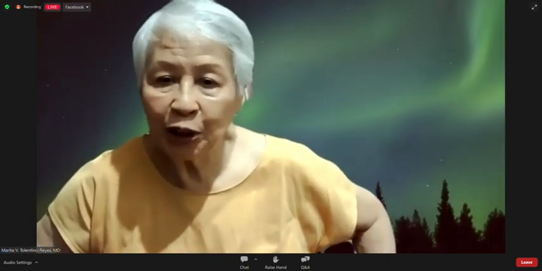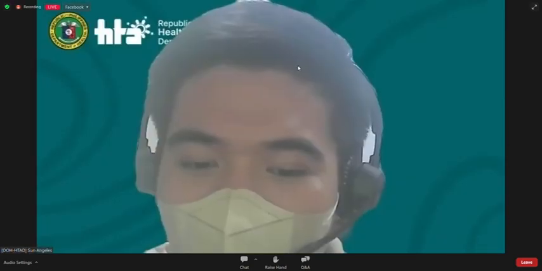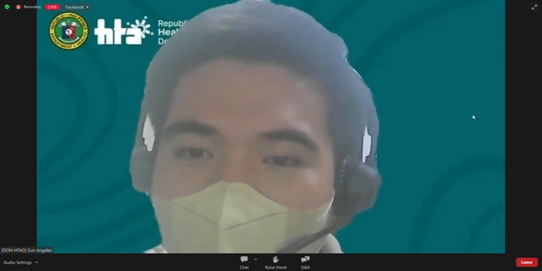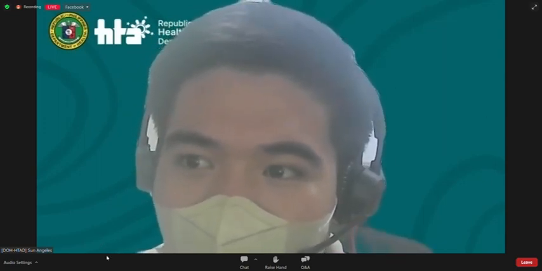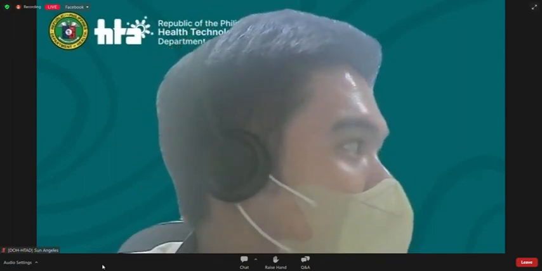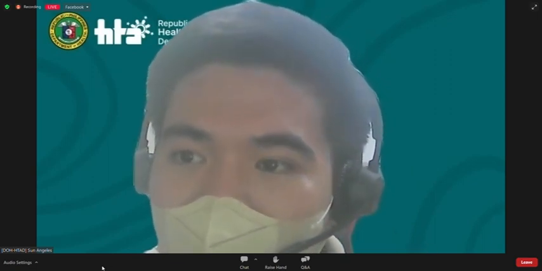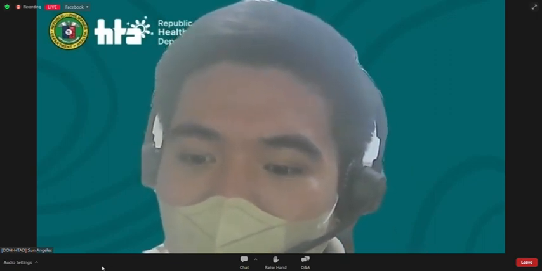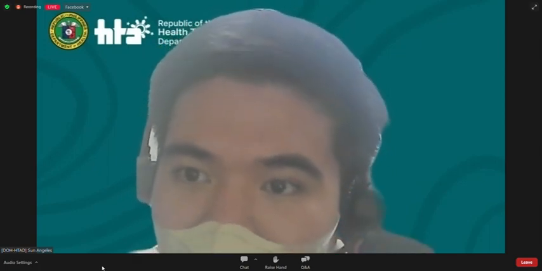Bye-bye. Wala bang picture taking? Yeah, let's take a picture po. To our attendees who would like to turn on their cam. Hello. So we will be allowing our attendees to turn on their cam should they want to be part of our picture taking.